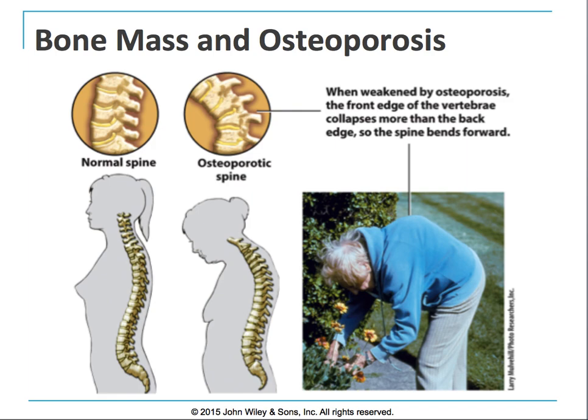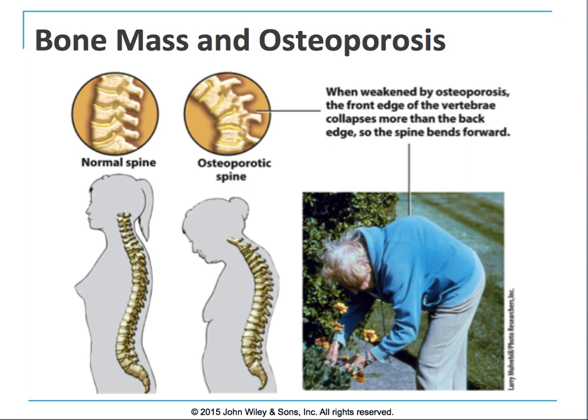Bone mass and osteoporosis. So in somebody that's experiencing osteoporosis, that affects all the bones in your body, one of which are the bones in your spine. So in this example, there's somebody whose spine has been weakened by osteoporosis, causing the front edge of their vertebrae to collapse, so the spine bends forward.